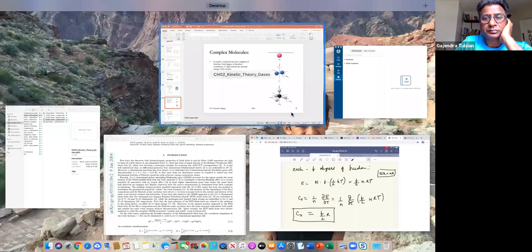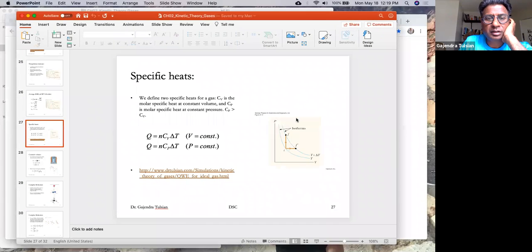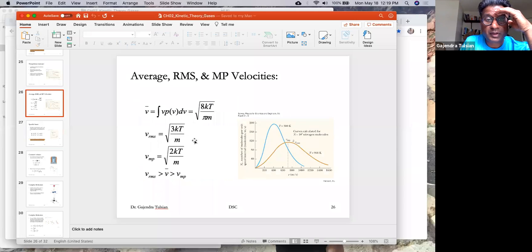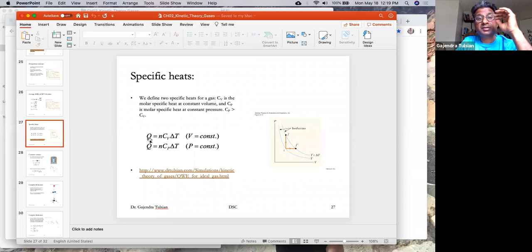So let's go back to the lecture slides. Again, like I said, for gases, it's more convenient to measure the number of moles of the gas, and so we define molar specific heats at constant volume and constant pressure. The molar specific heat at constant pressure is always greater than the one at constant volume.